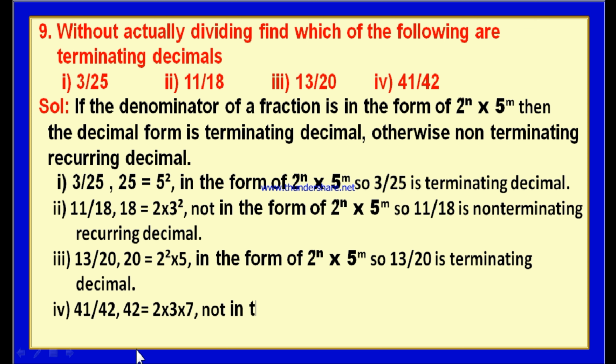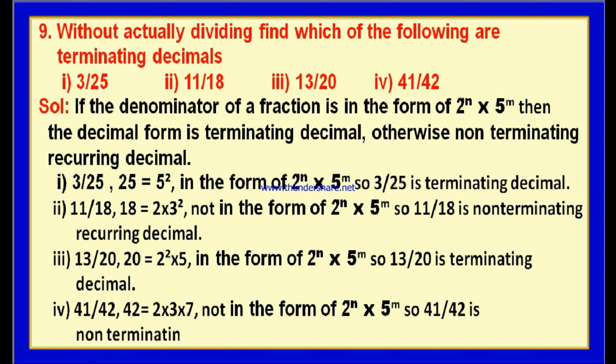Understood? Now fourth bit, 41 by 42. 42 is 6 into 7. 6 means 2 into 3. Therefore, you can write 42 as 2 into 3 into 7. In the prime factorization of 42, you find 3 and 7 besides 2. But as we know, if the denominator contains only 2 and 5 in prime factorization, it is a terminating decimal number. As this 42 contains 3 and 7 also as factors, therefore it is not in the form of 2 power n and 5 power m. So 41 by 42 is a non-terminating recurring decimal number.